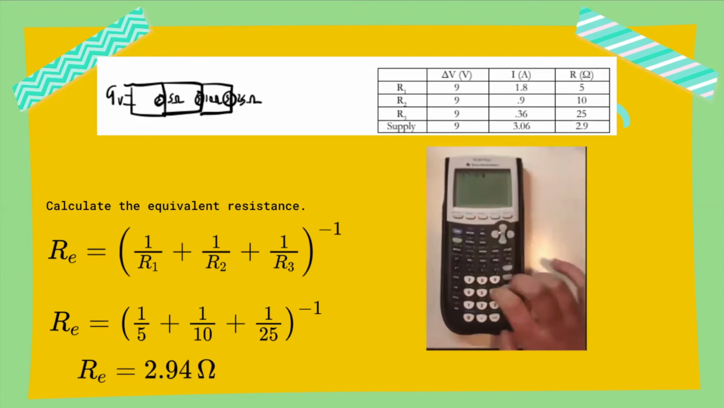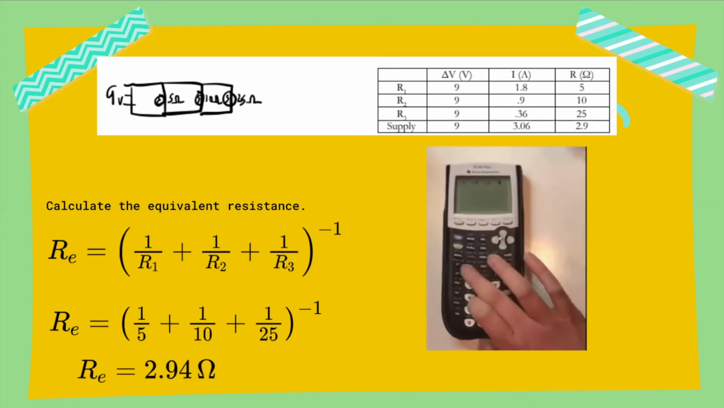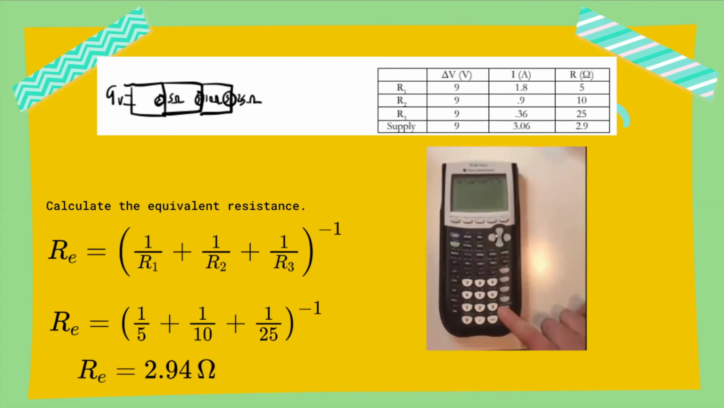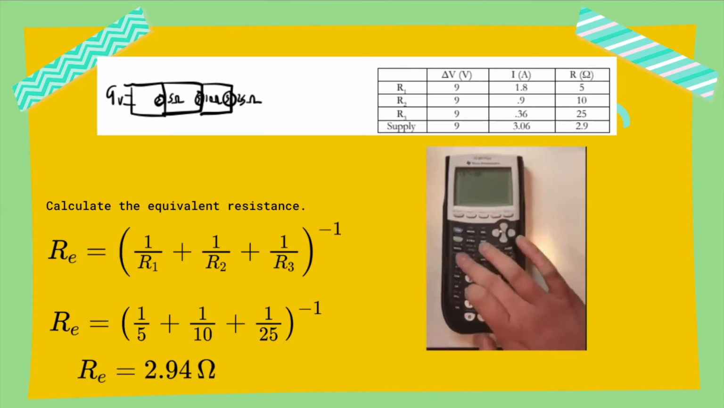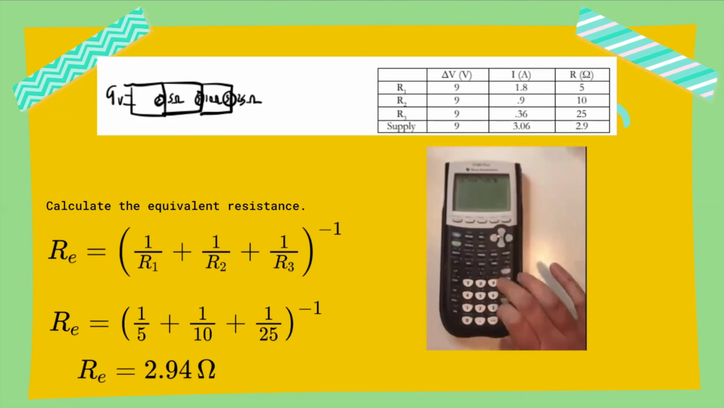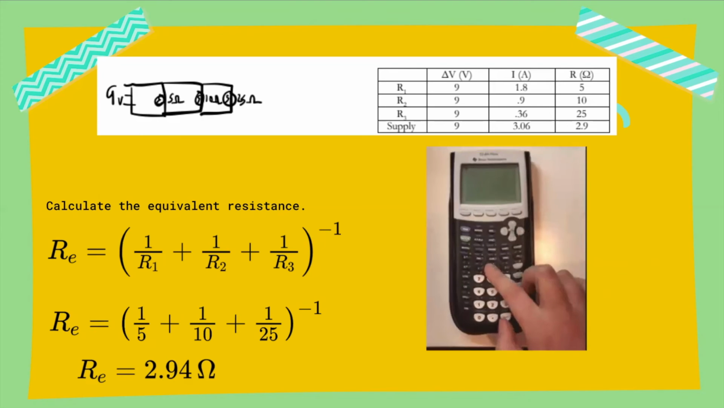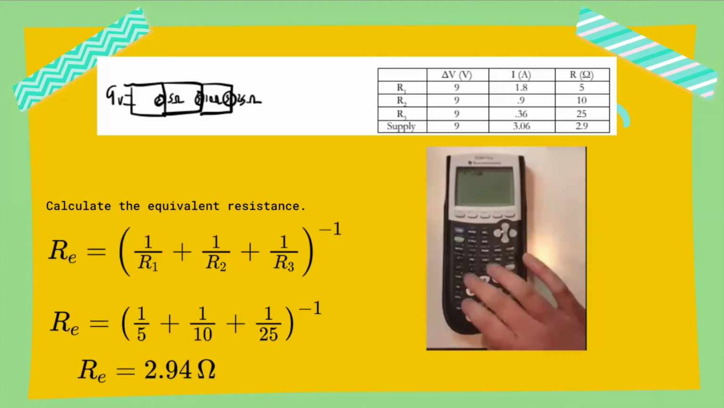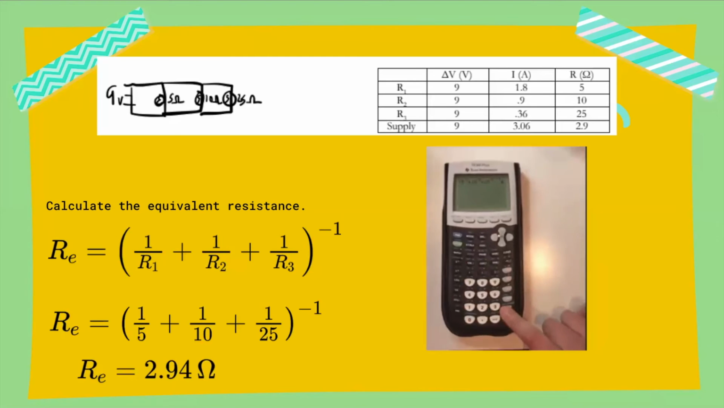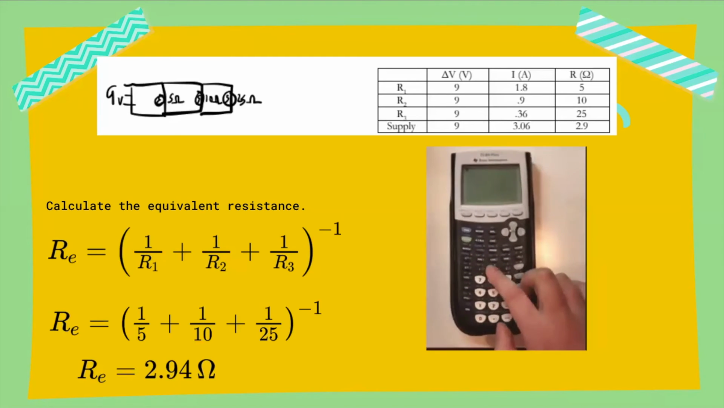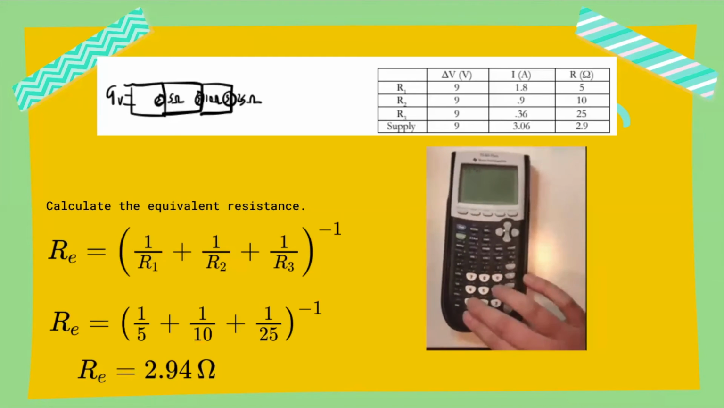Then in my calculator, I would be doing 5 inverse plus 10 inverse plus 25 inverse. In my graphing calculator, I have really nice, easy to work with parentheses right here. And then at the very last step, inverse button one last time. So 5 inverse plus 10 inverse plus 25 inverse, close parentheses, -1 power, gets me 2.94.